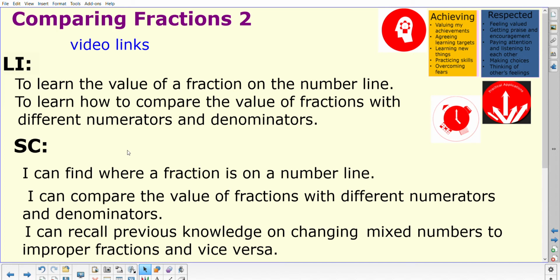So by the end of today's lesson, I'm hoping that you will be able to compare fractions. We will be using previous knowledge of working with mixed numbers and improper fractions, and being able to change in between the two of these.